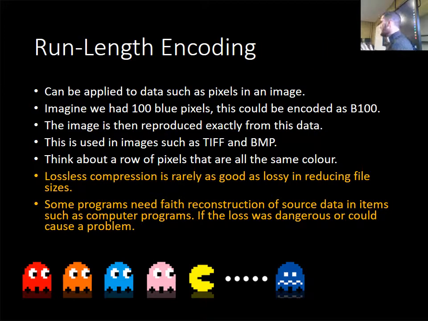Right. Run length encoding. This will be used with things such as images. If you have a bitmap image, you might have a row of pixels that are all the same shade of blue. What you can do is allocate that as B100, and all of those pixels are basically repeated. Now, the image can be made exactly the same.